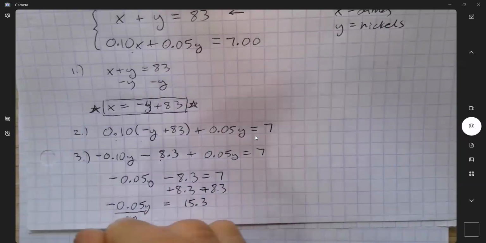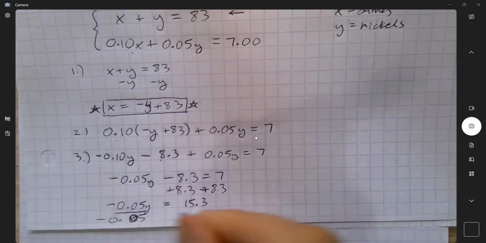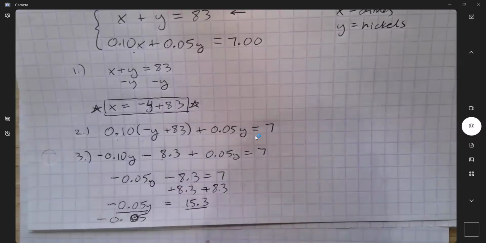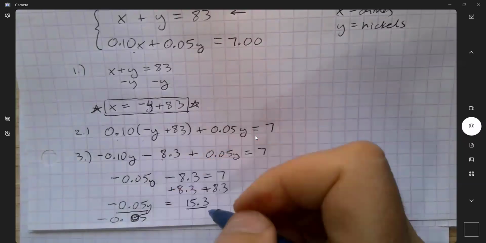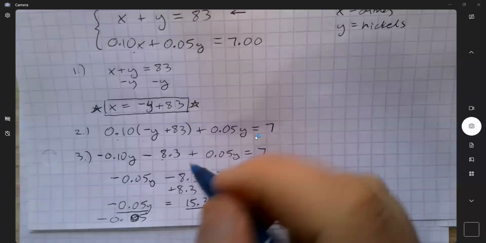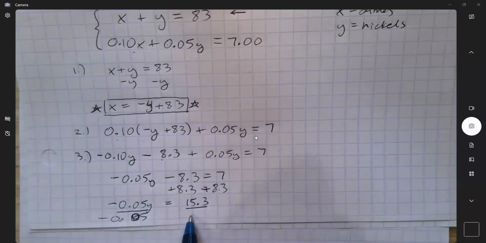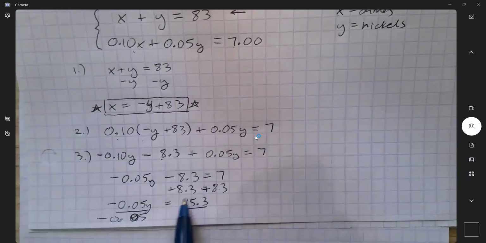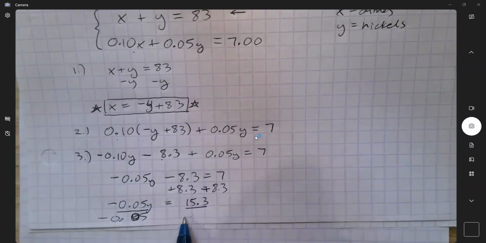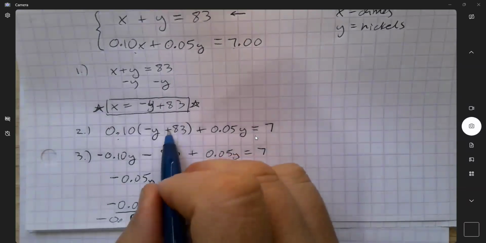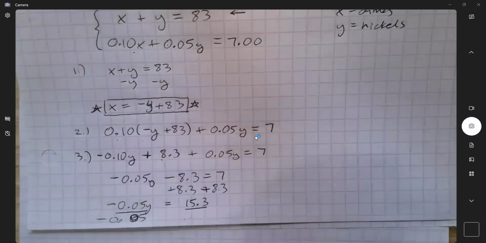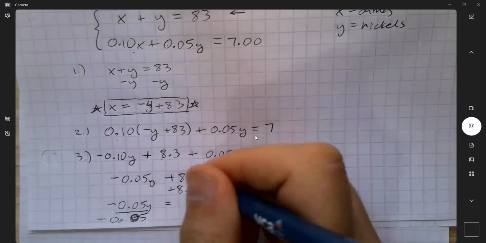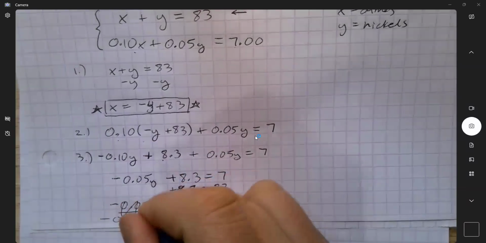Divide both sides, oops, not by y. Divide both sides by negative 0.05. Ooh, what's going on here? Here's a good example of me noticing a mistake. I was about to divide by a negative number, which would have given me a negative number of coins, which doesn't make any sense. So when I realize that, I look back through and ask, did I make a spelling error somewhere? And I did. That's a plus 83. So that should be a plus 8.3, and I better start over.